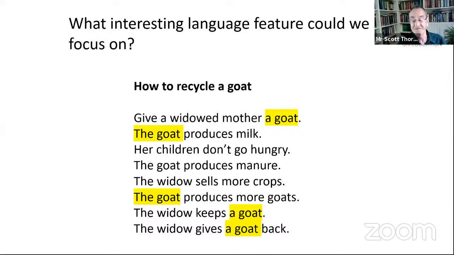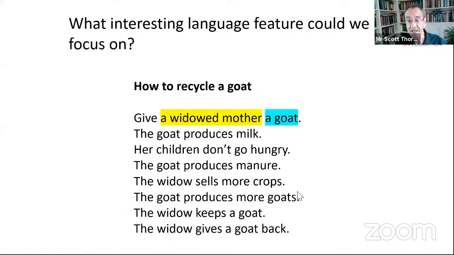Okay, for me, the rule is basically new information, shared information. New information, a goat. It's a new goat. Then it becomes shared. It's the goat I just mentioned, yeah? The goat, and then the woman keeps a goat at the end, which is a new goat. That's all. It's new versus shared. But isn't that interesting? It's such a wonderful text for demonstrating that.